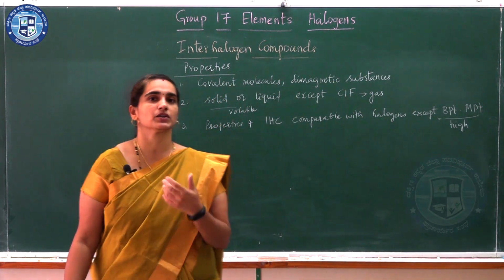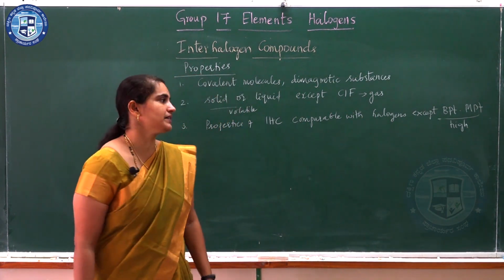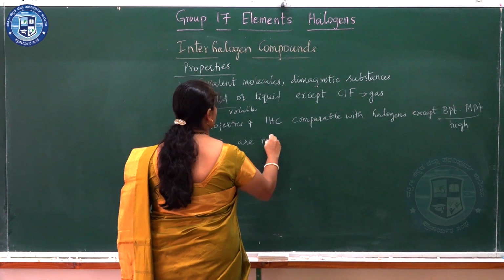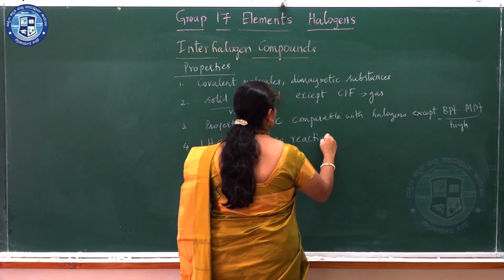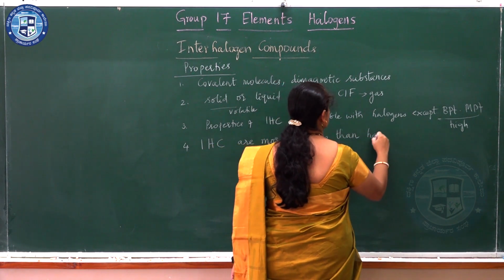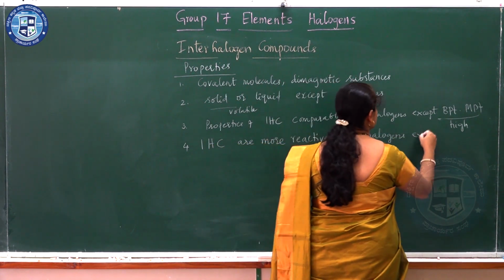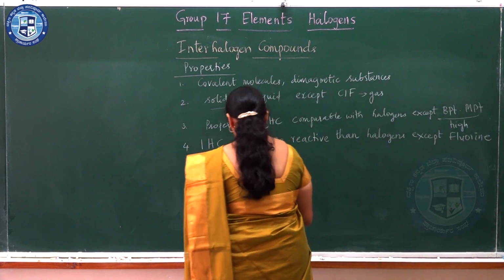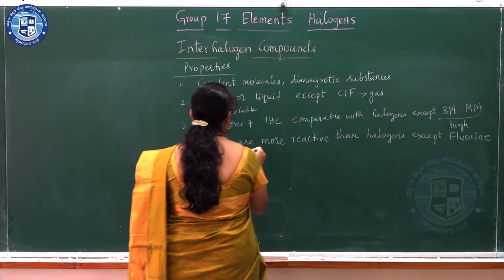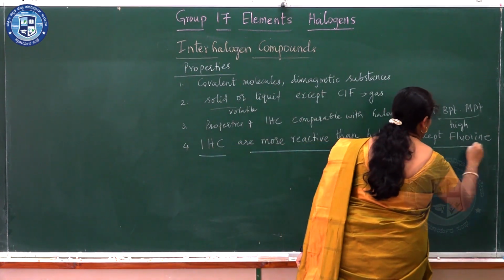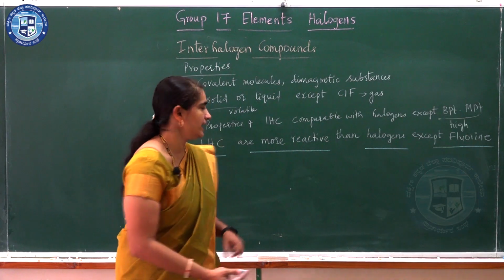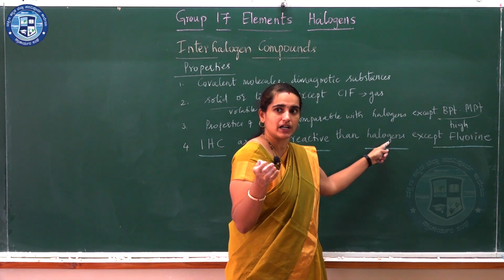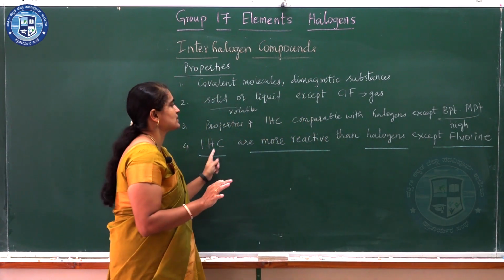Now whenever you come to the chemical properties or reactivity, you can say that interhalogen compounds are more reactive than halogens except fluorine. See, this point is important, students, over here. Now see, interhalogen compounds are more reactive than halogens except fluorine. Fluorine ಗೆ ಹೋಲಿಸಿಕೊಂಡ್ರೆ interhalogen compounds ಅಷ್ಟು reactive ಅಲ್ಲ. ಬೇರೆ halogens ಗೆ ನಾವು ತಗೊಂಡ್ರೆ ಅಂದರೆ chlorine, bromine, iodine ಅದಕ್ಕೆ ಹೋಲಿಸಿಕೊಂಡ್ರೆ these interhalogen compounds are more reactive.